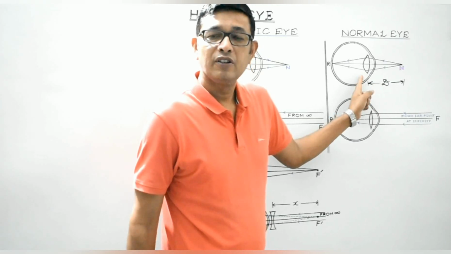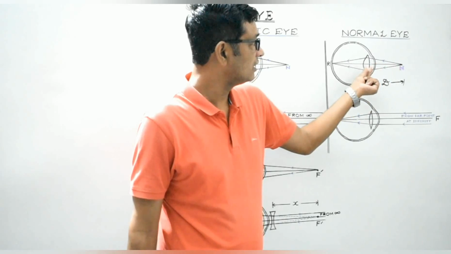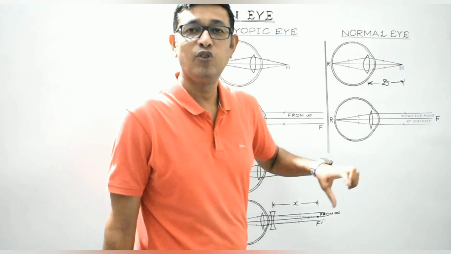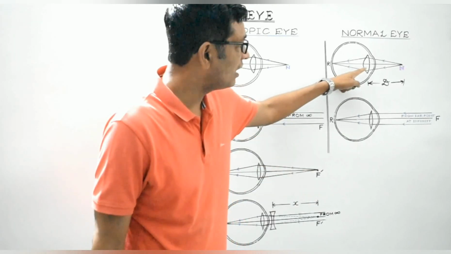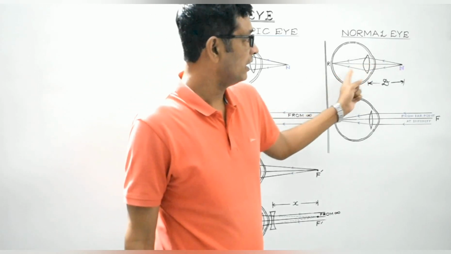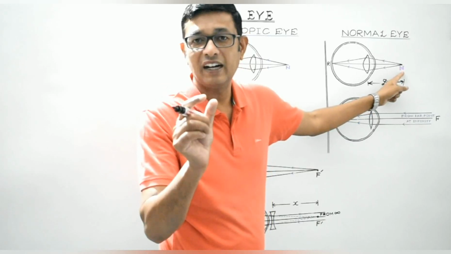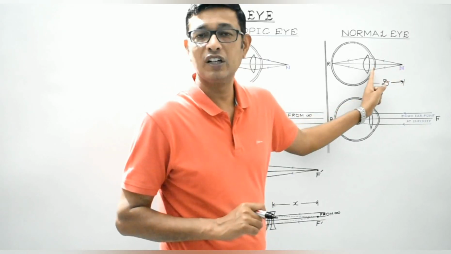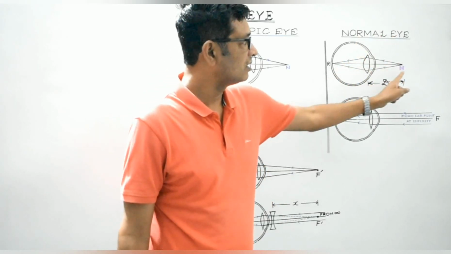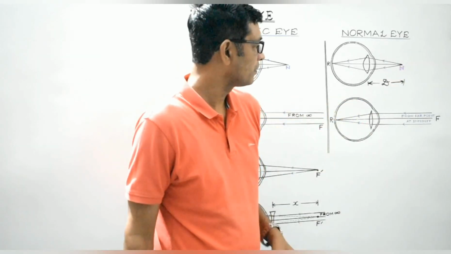So when we see nearby objects, the thickness of the eye lens is maximum, so that the focal length is minimum. That is what I have drawn in this diagram. This diagram depicts this fact. When observing a nearby object, the thickness of the eye lens increases and focal length decreases, right? So this is for a normal eye when it sees an object which is at a very near point, right?